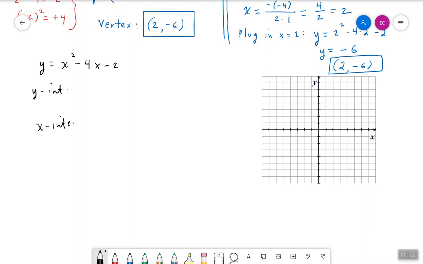To get the y-intercept, we set x equal to 0. We have y equals 0 squared minus 4 times 0 minus 2, which is negative 2. I suppose I should have written that in blue. Here I'll write the answer in blue. The x coordinate is 0 and the y coordinate is negative 2.